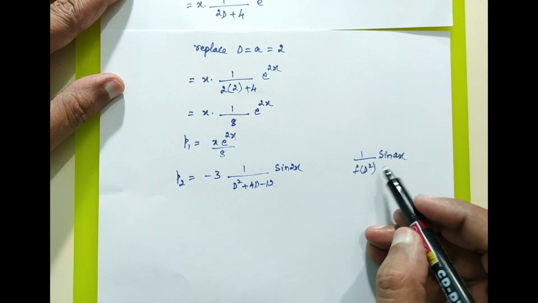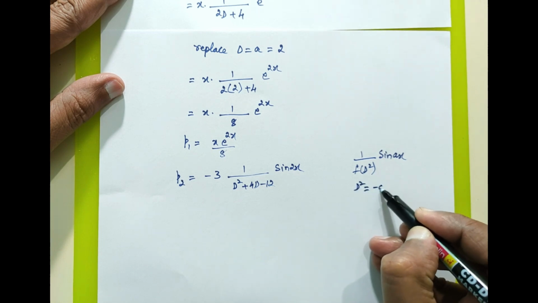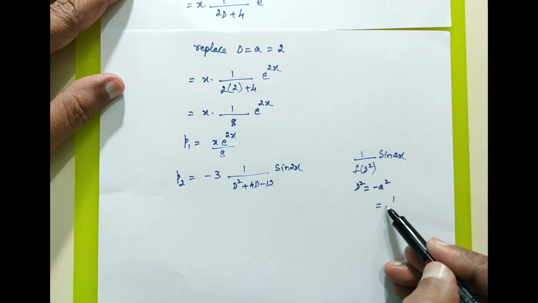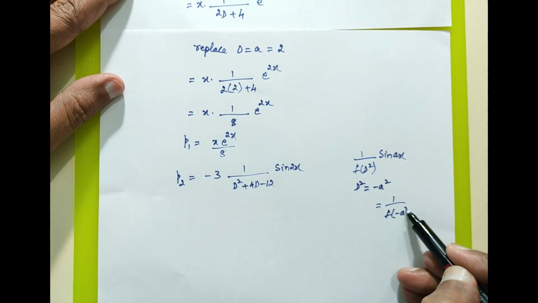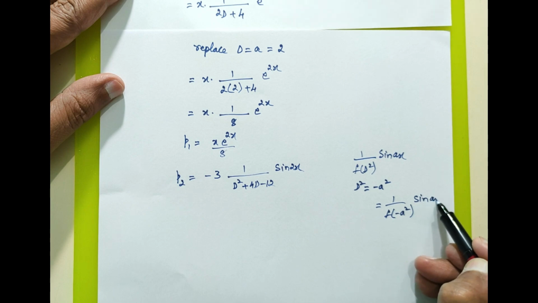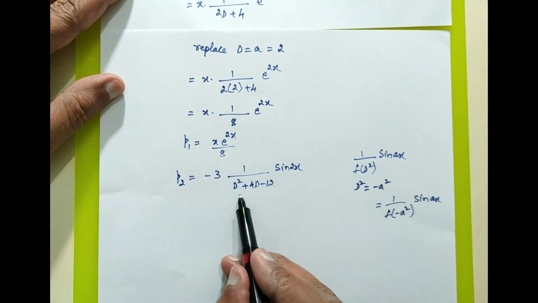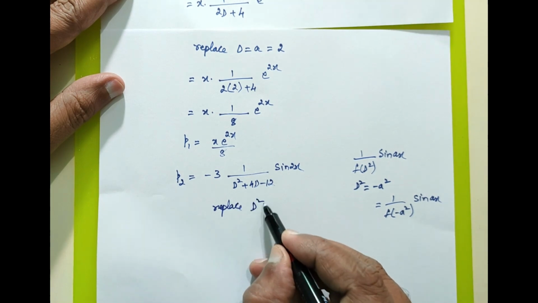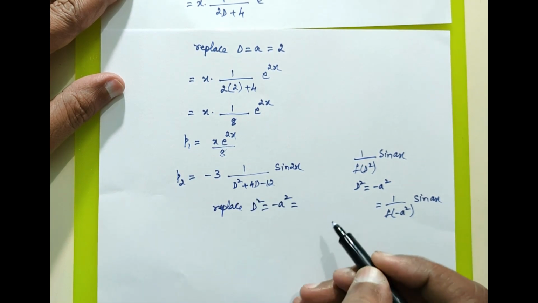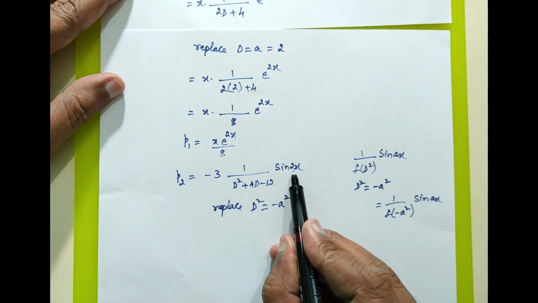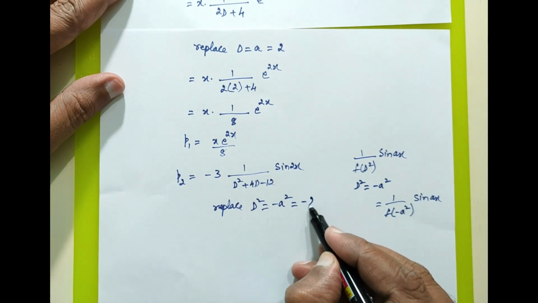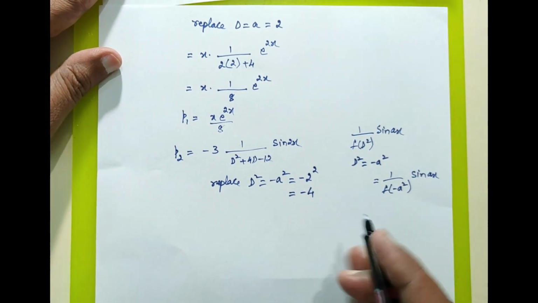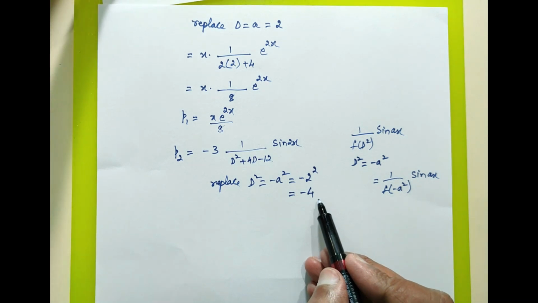So here you have to replace the value of d square by minus a square. So you will be getting the value to be equal to 1 by f of minus a square into sine of ax. Here I will replace the value of d square by minus of a square. In this case a, which is the coefficient of x, is 2. So minus of 2 square will be minus of 4. So replace the value as minus of 4.